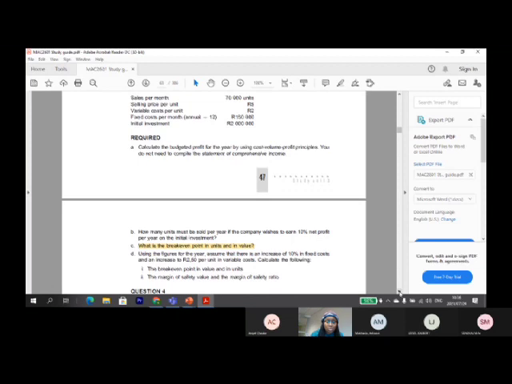And then they ask you, how many units must be sold per year if the company wishes to earn a net profit of 10% on their initial investment? So if we want to earn 10% of this 2 million, how many units am I supposed to sell annually? Interesting. Then they ask you, what is the break-even point in units and in value?